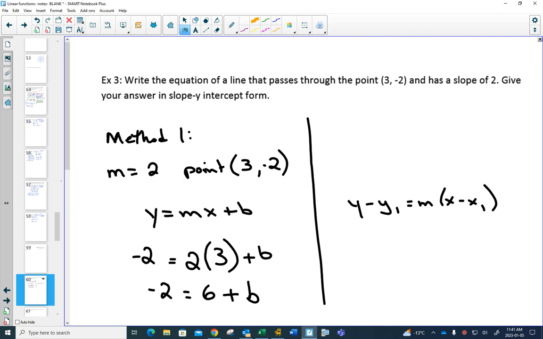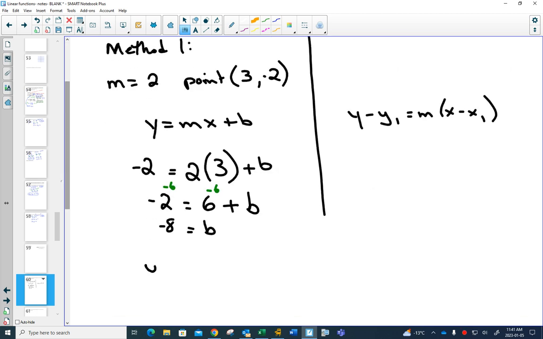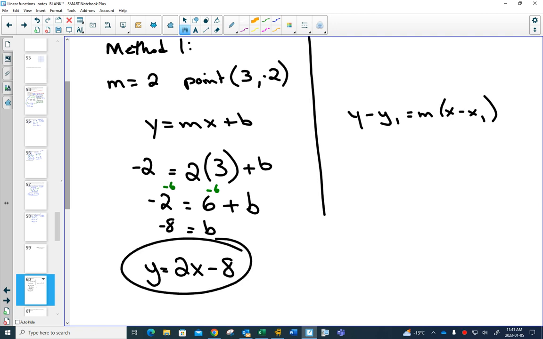And then what you do to one side of the equation, you do the other. So if I subtract 6 from both sides, I can show that by doing minus 6, I would get b equals minus 8. And then my equation is, I now know that the slope is 2, b is minus 8. The question asked us to write things in slope-intercept form, so this is already done. Okay?